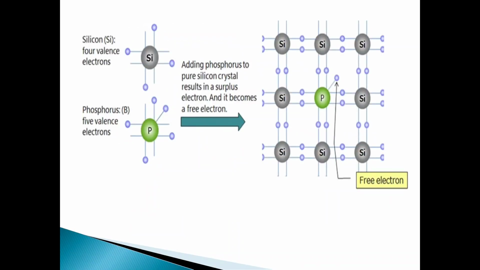Here we can see that phosphorus is being doped with silicon. Of these 5 valence electrons of phosphorus, 4 electrons form bonds with the neighboring atoms, while the fifth electron acts as the free electron.